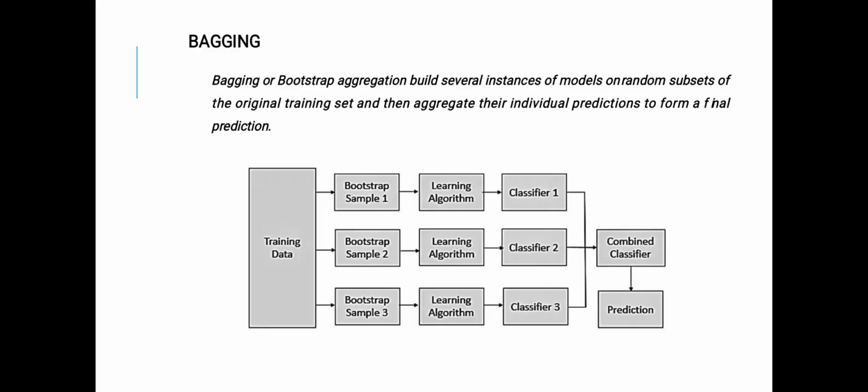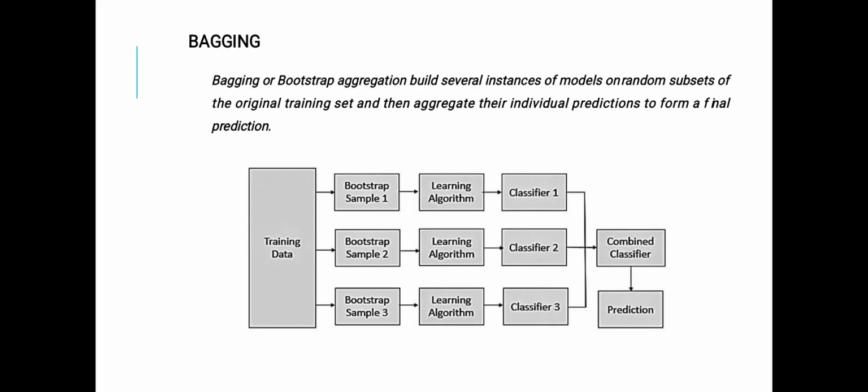Bagging, or bootstrap aggregation, builds several instances of the models based on random subsets of the original training dataset and then aggregates their individual predictions to form a final prediction. Here, the training data will be split into various subsamples and each subsample will be given to a learning algorithm to learn the pattern and build a classifier. Based upon each sample, the learning algorithm builds a classifier, which are then combined by using either aggregation or majority voting to form a final prediction.